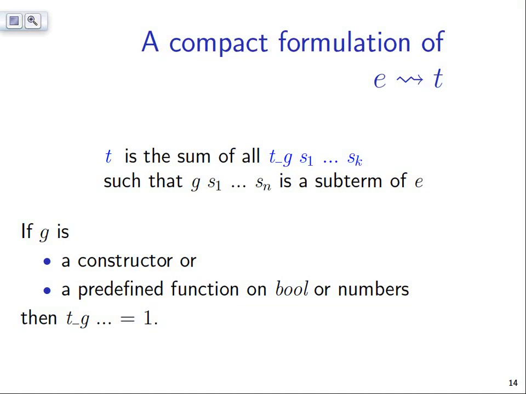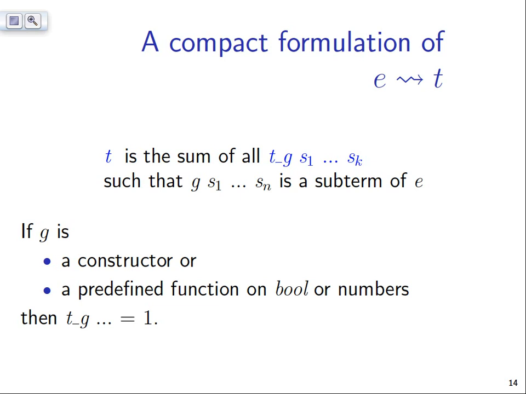And of course, if one of the function calls is a constructor or a predefined function on bool or numbers, then we simply assume that the timing function gives us back the result 1 for that call. So this one may be easier to remember, this way of writing it. But this only works if we don't have if then else and case constructs, because they break the modularity.